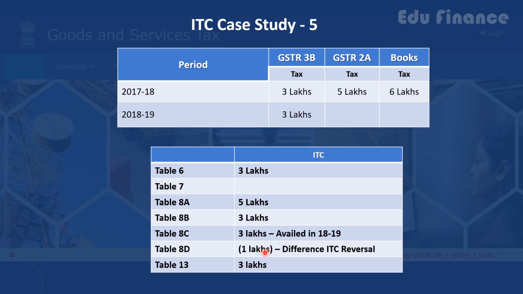So, total ITC availed is rupees 6 lakh and as per GSTR 2A, total ITC availed shall be 5 lakh. Then rupees 1 lakh shall be reversed in Table 8D. Reversed ITC of rupees 1 lakh shall also be reported in Table 13.